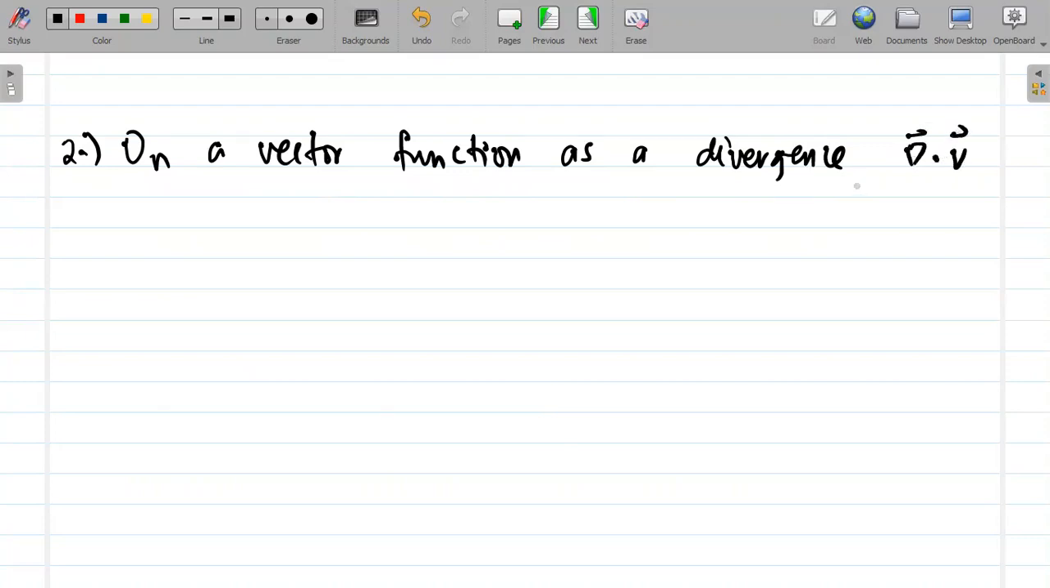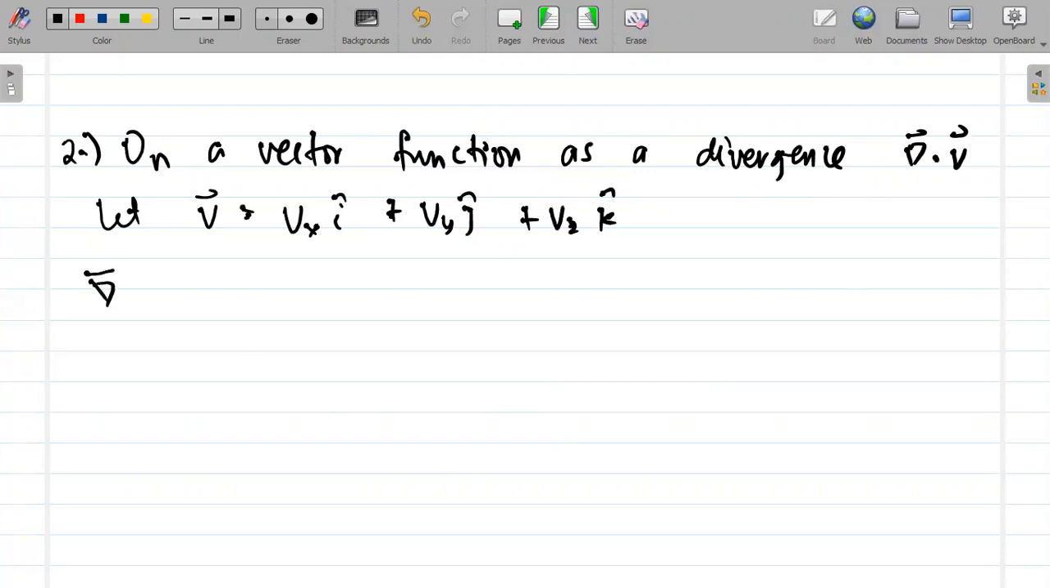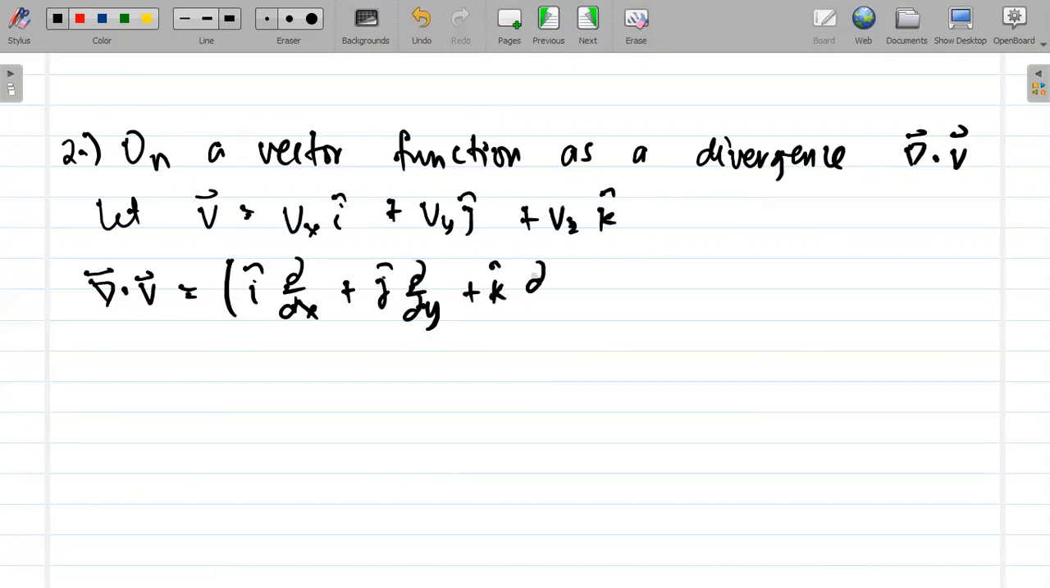So you dot the del operator with a vector function. Suppose v equals vx i hat plus vy j hat plus vz k hat. So class, what is our del dot v? This is the divergence: i hat partial x plus j hat partial y plus k hat partial z, dotted with vx i hat plus vy j hat plus vz k hat.